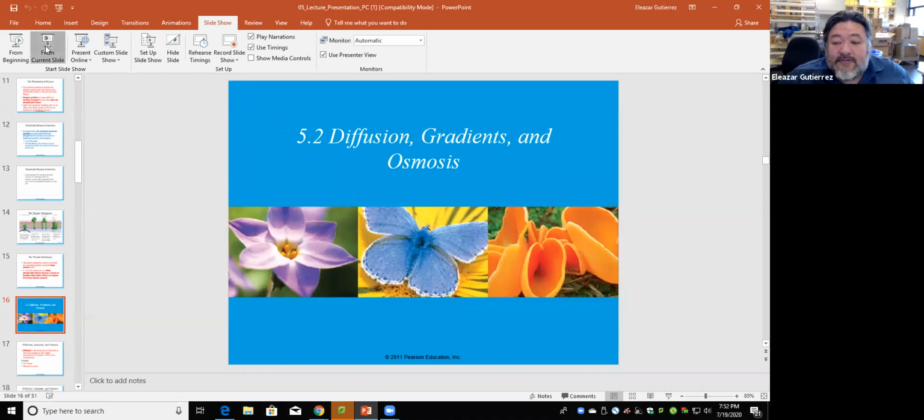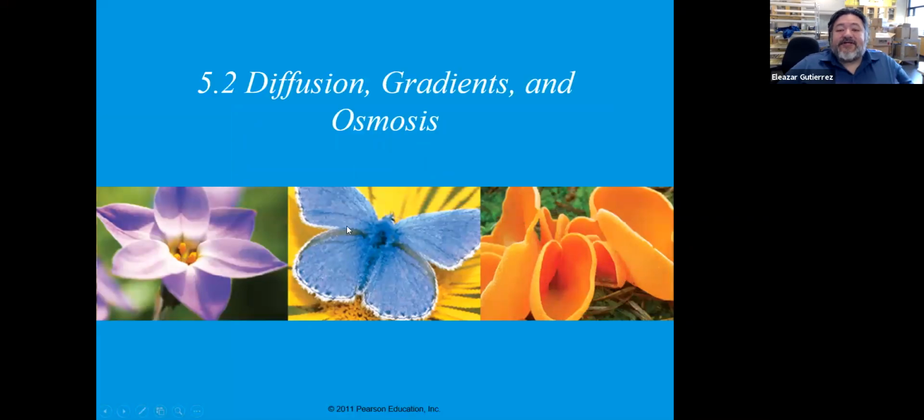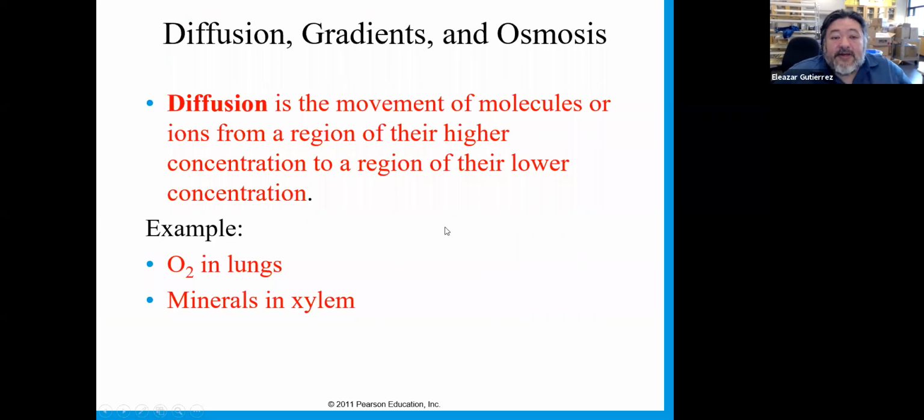Next one, diffusion, gradients, and osmosis. If I were to name this, I would go gradients, diffusion, and osmosis, but oh well. So diffusion, very important. The movement of molecules or ions from a region of high concentration to a region of low concentration. What's a good example of this?